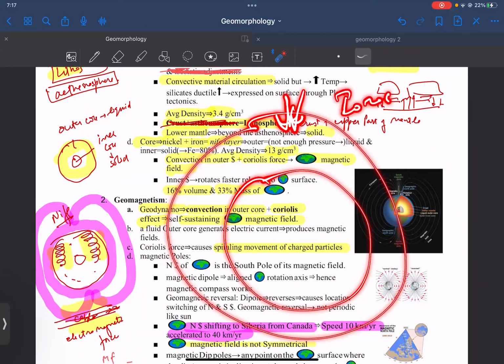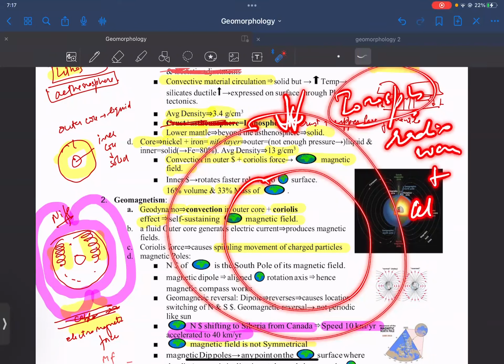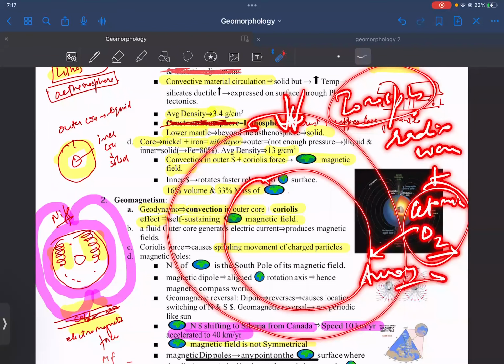In the Earth's upper atmosphere, solar winds are interacting in the ionosphere. What is the ionosphere responsible for? Radio wave communication, and there's also a presence of atomic gases, oxygen and all. So they interact with the atomic gases, form the aurora phenomenon, and affect radio wave communication.